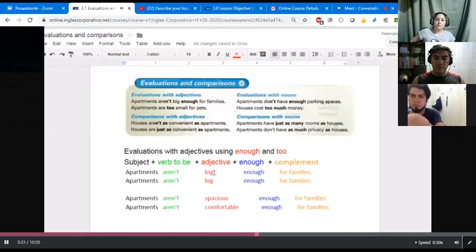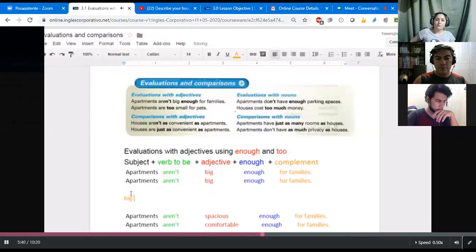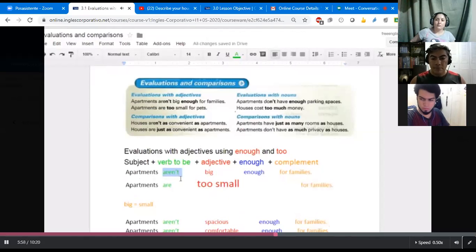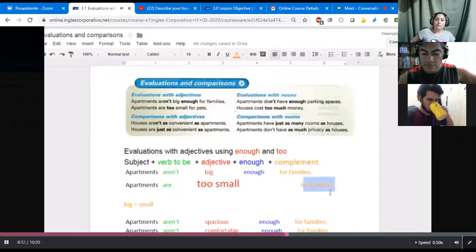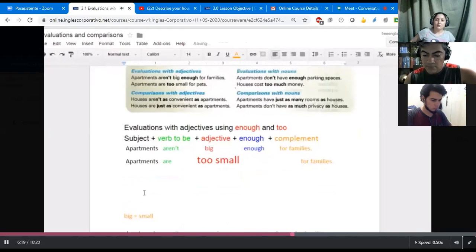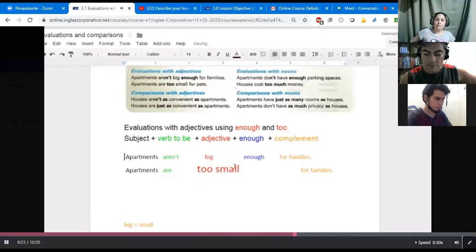So I want you to think about, what is the opposite of big? Well, the opposite of big, we can think of that as being small, right? So in this case, I want you to notice what's going to change. So in this case, I'm going to say apartments are, and what I'm going to do is I'm going to include two small. So the only thing that changes is that I'm no longer using the verb to be in its negative form, but now I'm using it in its positive form. And then I'm including two plus the adjective small, and I'm saying for families. So what I want you to notice is that these two sentences, these two evaluations, are the same thing. The only thing is that I'm expressing them in different ways.